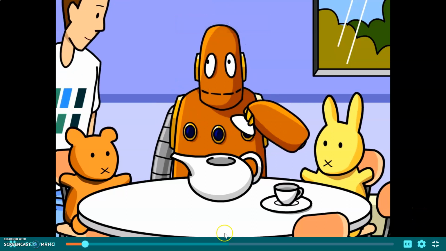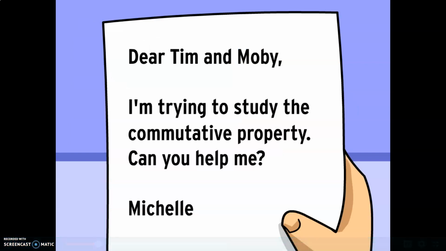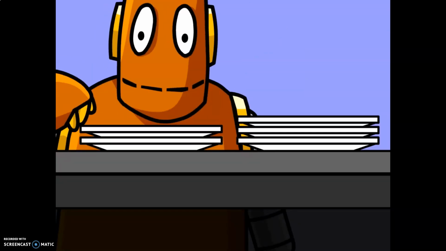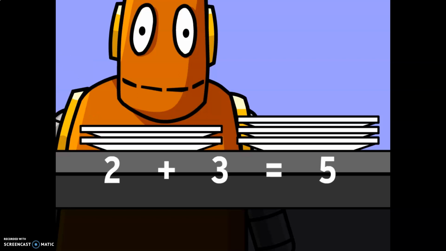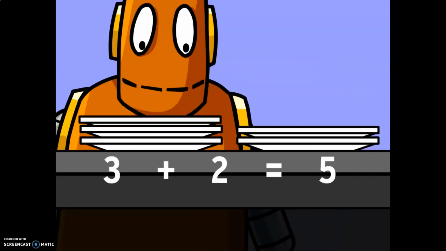Hey, Moby, what you doing? Dear Tim and Moby, I'm trying to study the commutative property. Can you help me? From Michelle. Sure. The commutative property is a rule about how we can add and multiply things together. For example, 2 plates plus 3 plates equals 5 plates. Now we've got 3 plates plus 2 plates, and that also equals 5.